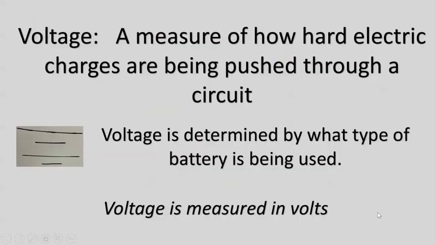Okay, so we're going to be measuring voltage, and voltage is a measure of how hard electric charges are being pushed through a circuit. It's determined by what type of battery is being used. Okay, so a different battery might give you different voltage, but once you have that battery, nothing else is going to determine how much voltage is going through the circuit. So you can switch up the light bulbs, the wires, whatever. Still, the total voltage for that circuit is going to be based on what battery you used. Okay, and the measurement for voltage is just volts, or a V for short.